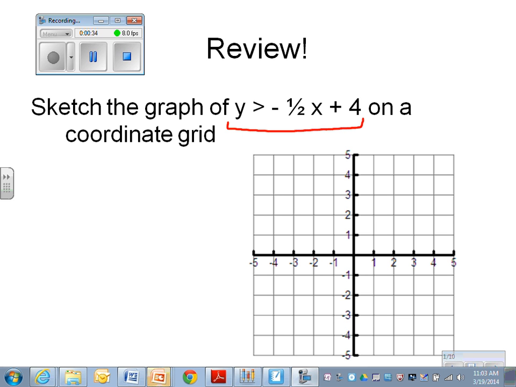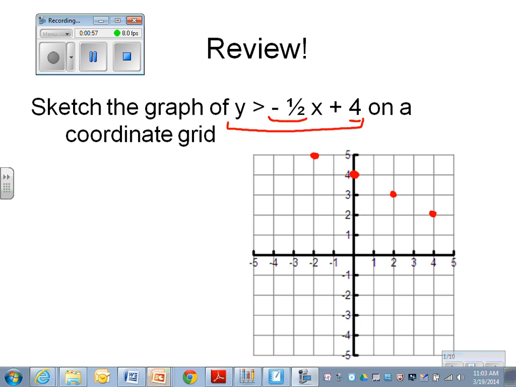First of all, my y-intercept is 4. So I'm going to start at positive 4 on the y-axis. My slope is negative 1/2, which means I'm going to go down 1 and over 2, down 1 and over 2, out of room there, or I could go up 1 and left 2. Now I'm out of room here as well.